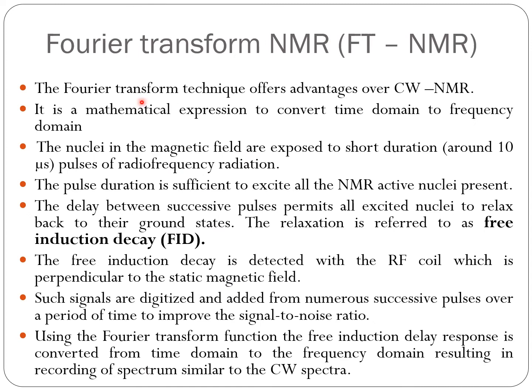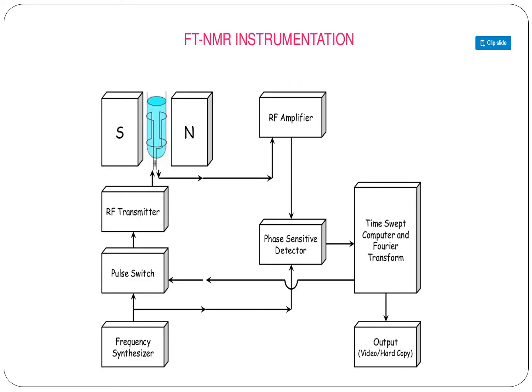So what is the advantage of this Fourier transform NMR? It takes very little time, almost seconds. Why is that less time required? As the instrument itself, if you see this instrument, it has a sample holder and the same magnets here, but it has something called a pulse switch.